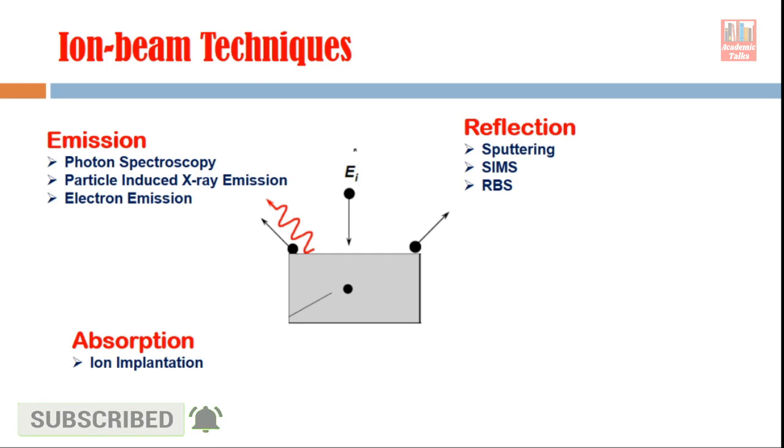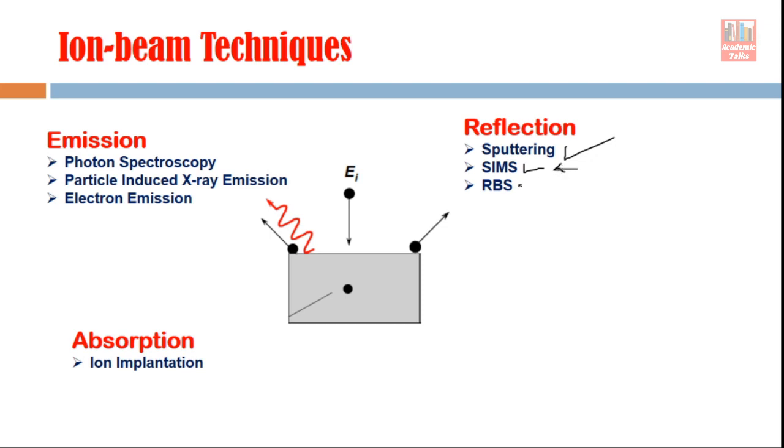When an incoming ion beam interacts with the sample which we want to characterize, many possibilities occur. If this incoming ion beam reflects from the sample, it can cause sputtering. It can give rise to one characterization technique, which is SIMS. In today's lecture, we are going to discuss this particular technique.